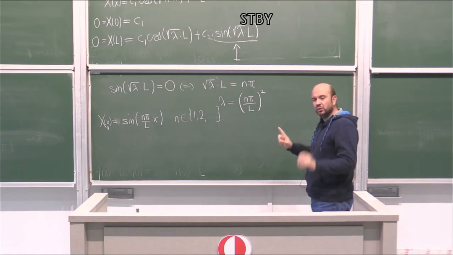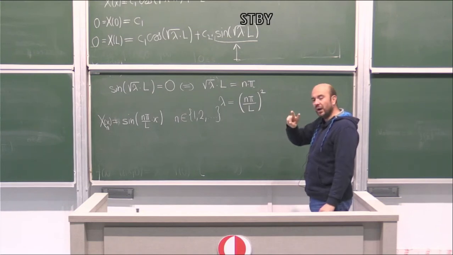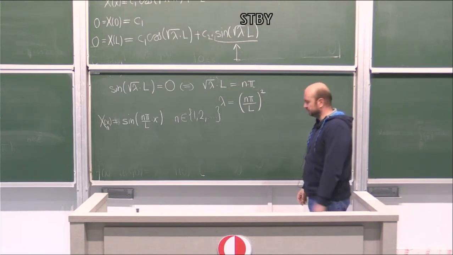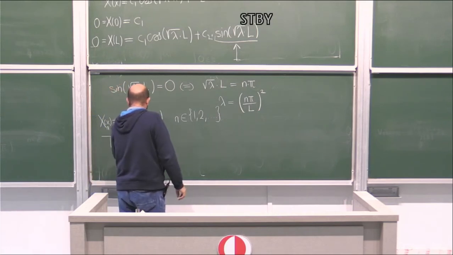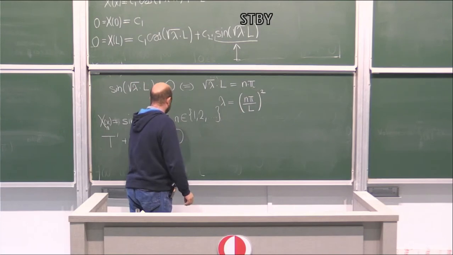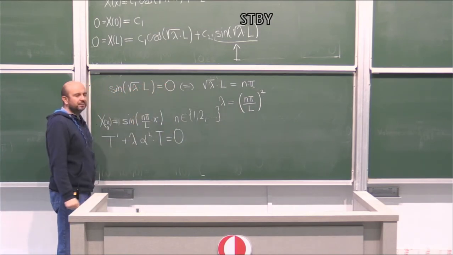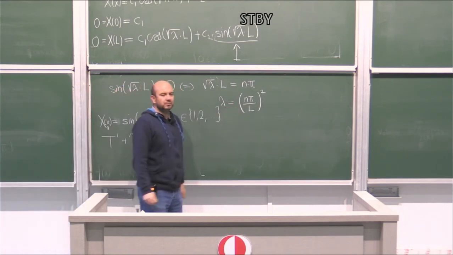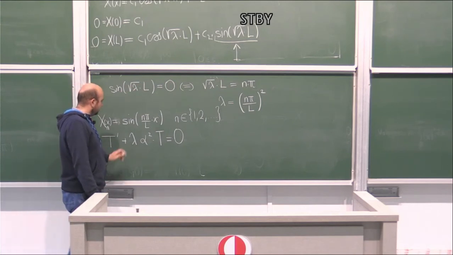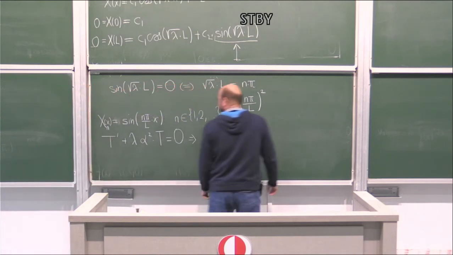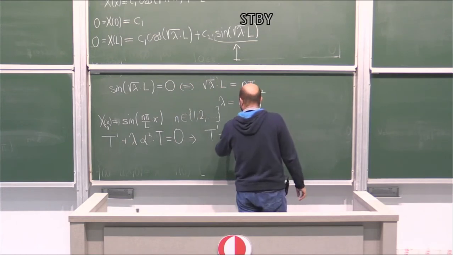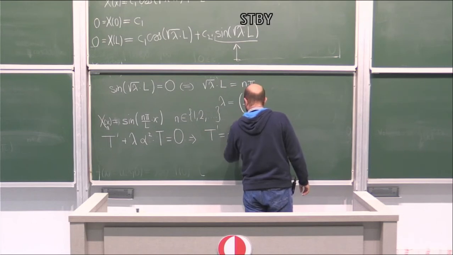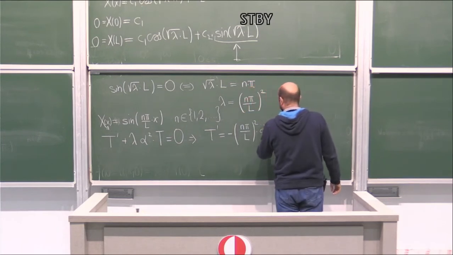Okay, so now we solved the first ODE, and we have a second one. How about the second one, T? Remember, we had T prime plus lambda alpha squared times T is equal to zero. Now I know lambda. Lambda is this. You can solve it as a constant coefficient equation, so T prime equals minus n pi over L squared times alpha squared T.